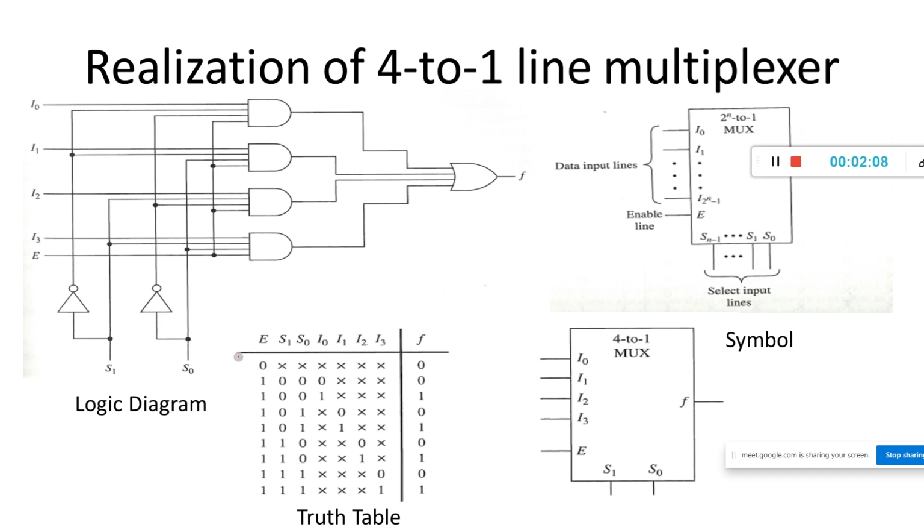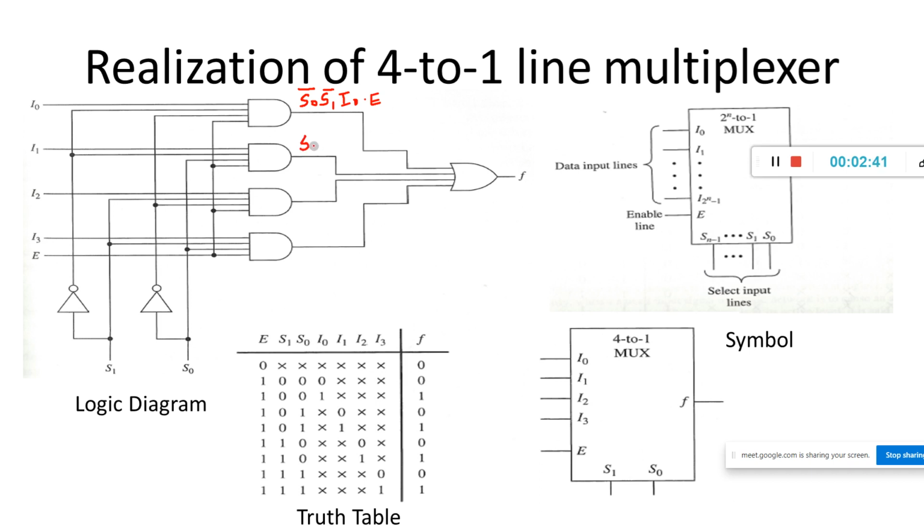Next, we need to design this truth table using a logic diagram. The logic diagram is written here for you. That is S1 bar, S0 bar into I0. So here what you are getting? S0 bar, S1 bar into I0, you are getting 3 input data lines into E. If E is 1 then only it will act as a multiplexer.